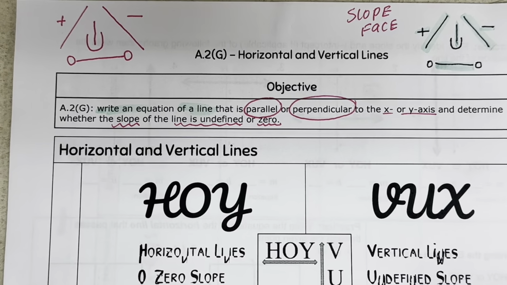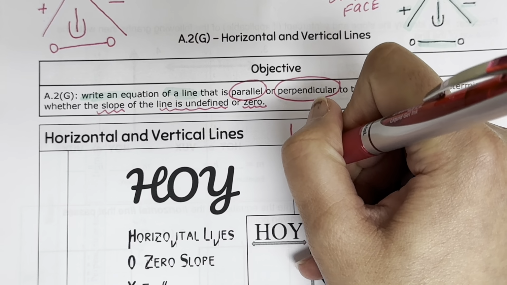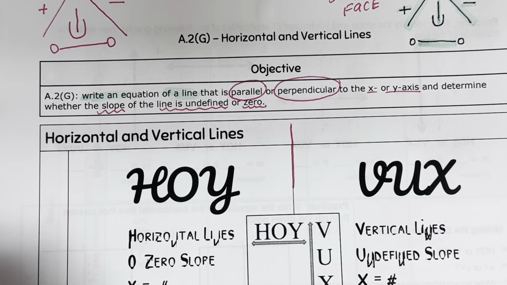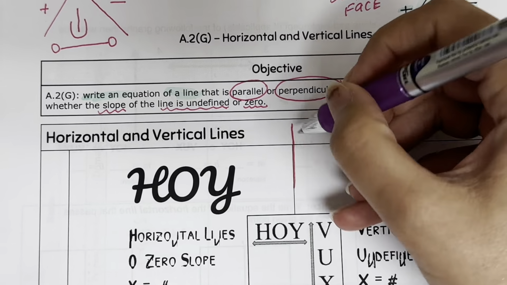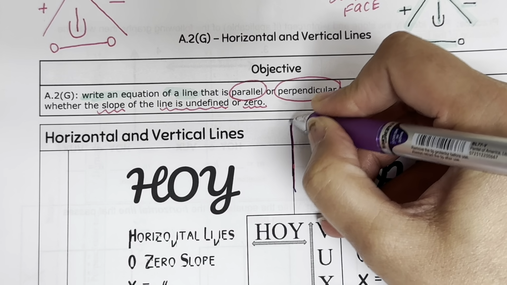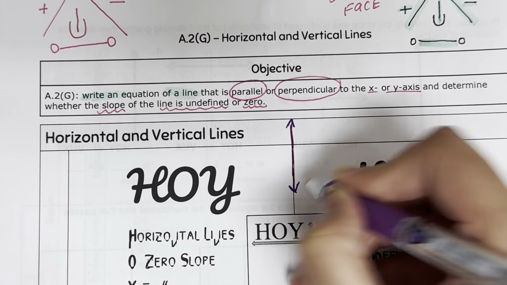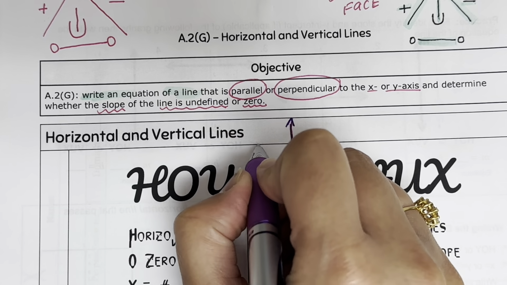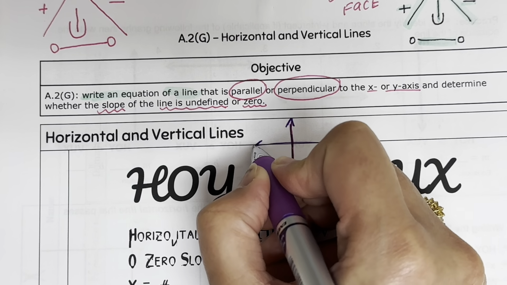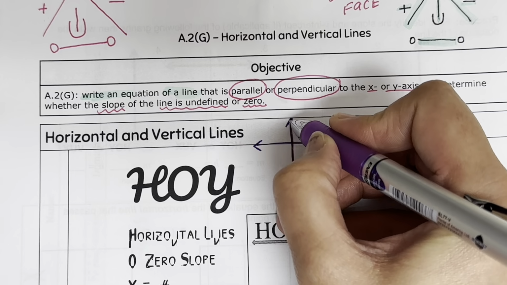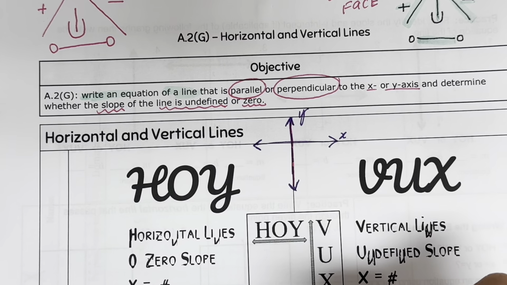Parallel and perpendicular to the x and y axis. So if you remember your x and y axis, they are simple. I'm going to draw a simple graph over here with x and y axis. So this is my vertical line. This is the horizontal line. This is the x-axis and this is the y-axis.